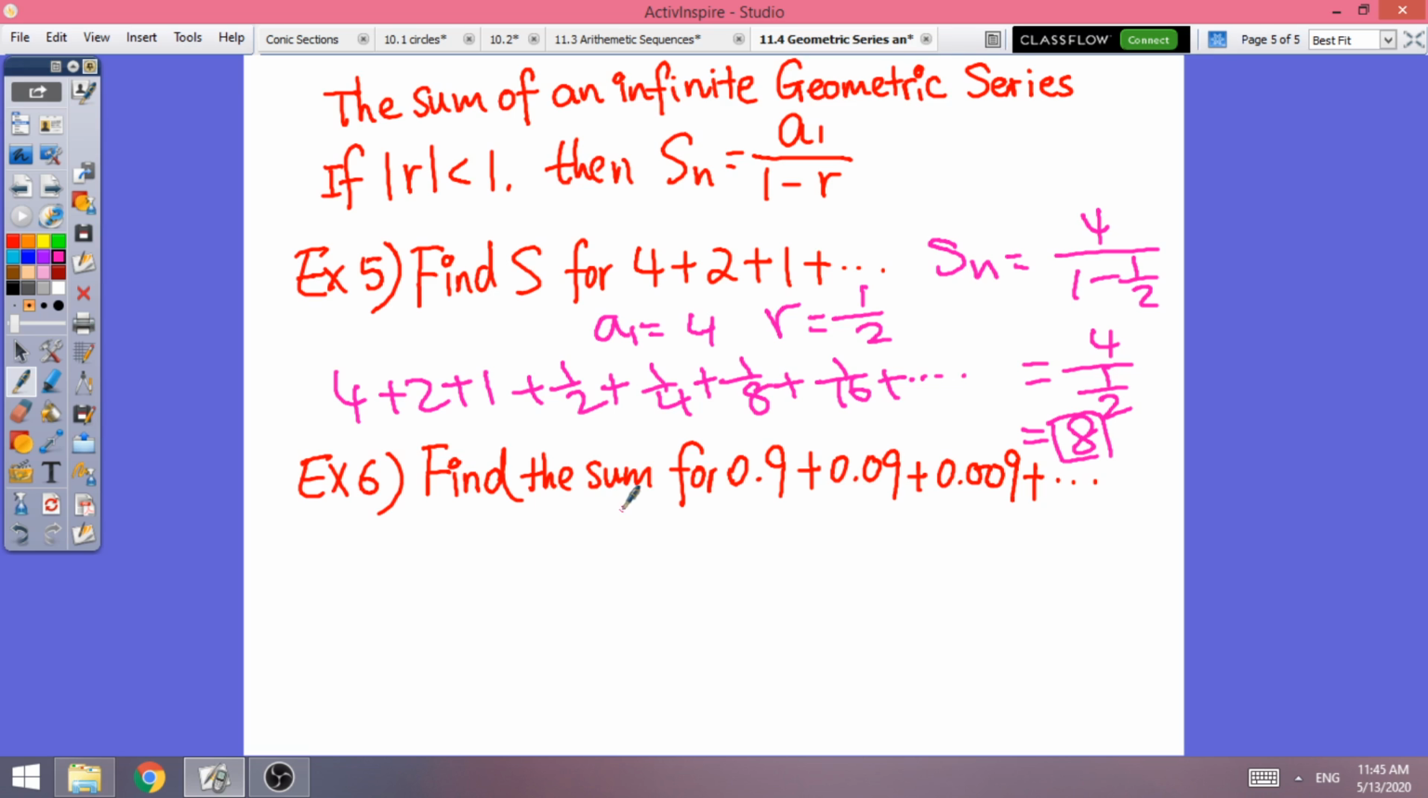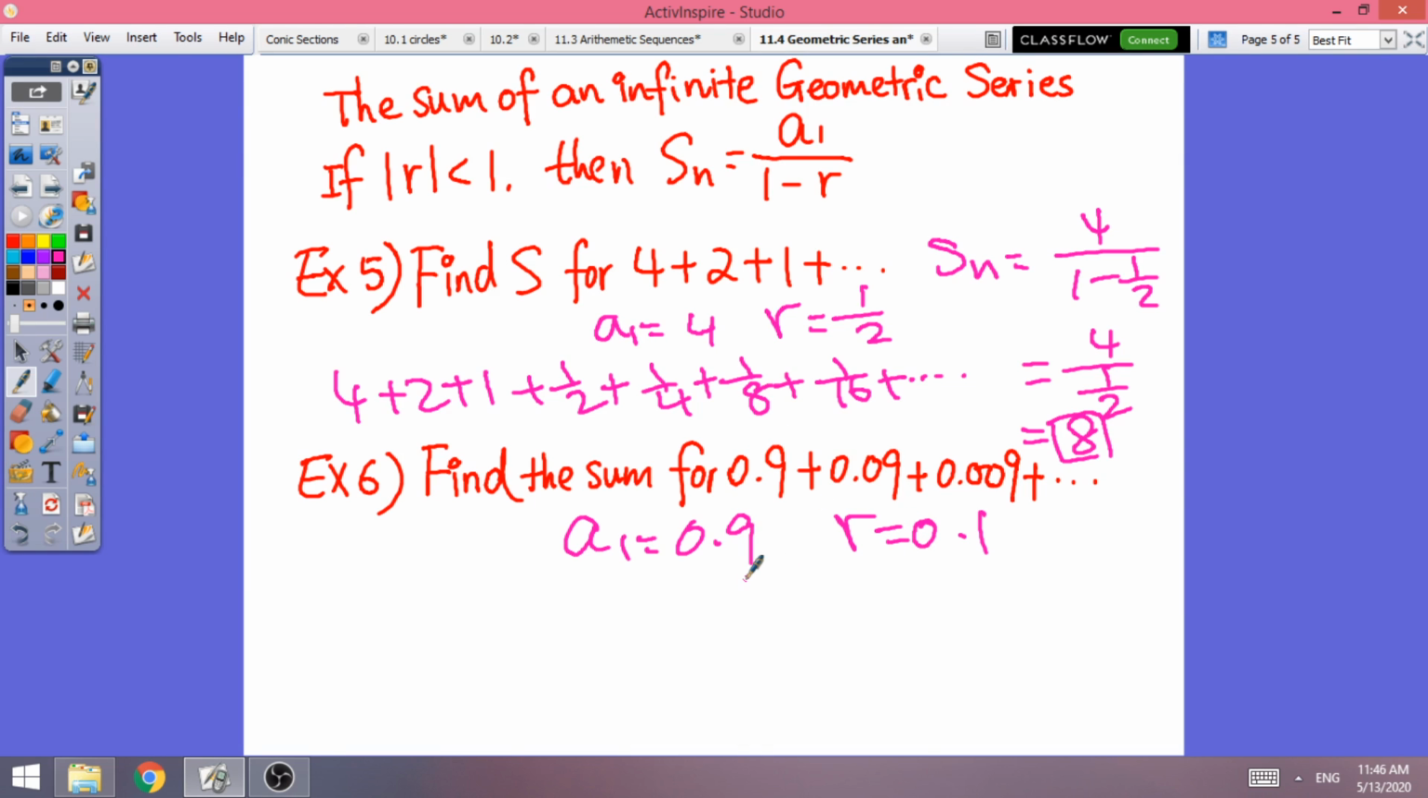Now find the sum for 0.9, 0.09, 0.009. Think about it this way. a sub 1 is 0.9. Common ratio: as you can see the pattern here, in order to go from 1 decimal place to 2 decimal places, we simply multiply the number by 0.1. So we're moving the decimal point from right to left by 1 decimal place.